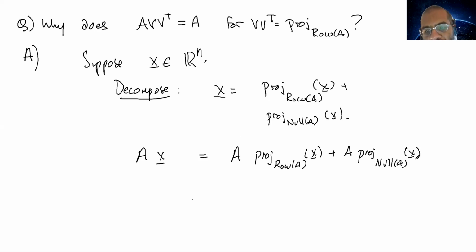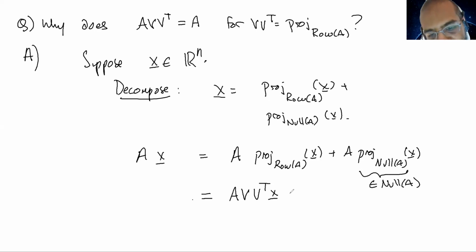Everybody okay with that? Okay. Can somebody say yes or no? Yes. Okay. Now the first term is A V V transpose x. What's the second term? Zero, right? This thing is always in the null space. So A kills everything in the null space, plus 0. That's the proof. You can multiply by the projection on the row space and nothing happens.